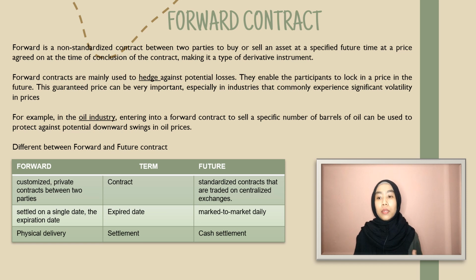The second one, in terms of expiry date, forward contracts settle on a single date, so they are not commonly associated with initial margin or maintenance margin. But futures contracts are associated with the initial margin and maintenance margin. And the last one is about settlement. Both involve delivery of asset, but in forward they usually use physical delivery more commonly, while in futures cash settlement is more common.